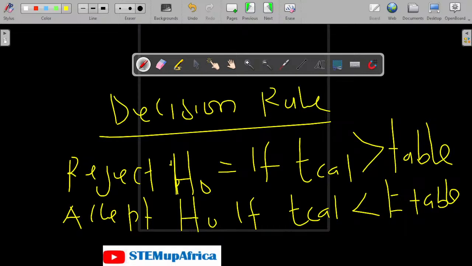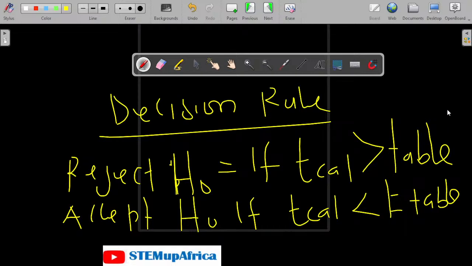Just know one of them, whether the one for rejection or the one for acceptance, but don't try to know the two. Anyone you know is the opposite of the other. You can know the one for accept if you want to, or the one for reject. If you know the one for reject, you should be able to know the one for accept. Accept will be what? Less than t table. And reject is greater. Accept is less.